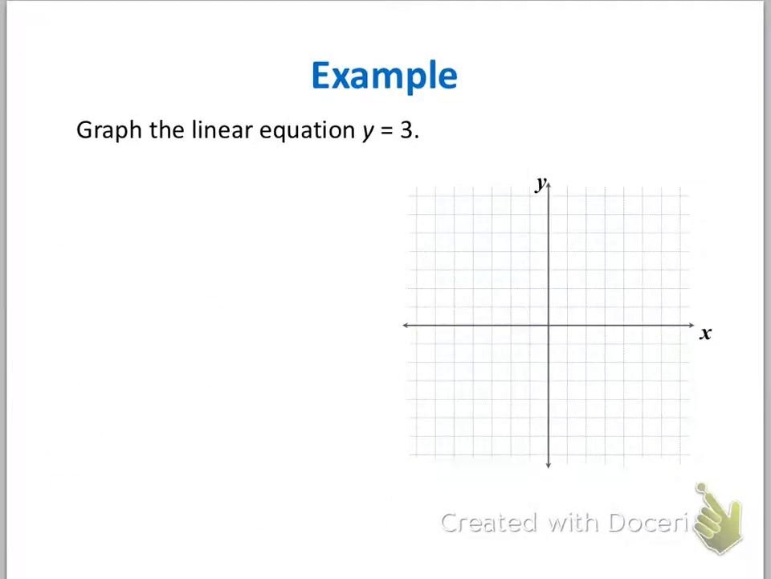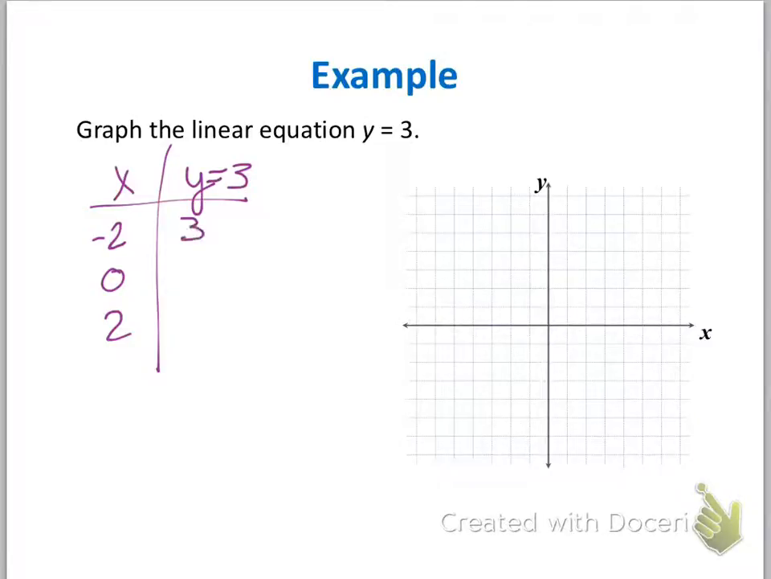Try another one. Graph the linear equation y equals 3. Okay, so it's solved for y, so that means I need to pick some x values. Negative 2, 0, and 2. How's that sound? They're just pretty numbers, easy numbers. So the equation says y equals 3. So no matter what the x is, the y is 3. So let's graph that. Negative 2, 3, 0, 3, 2, 3.